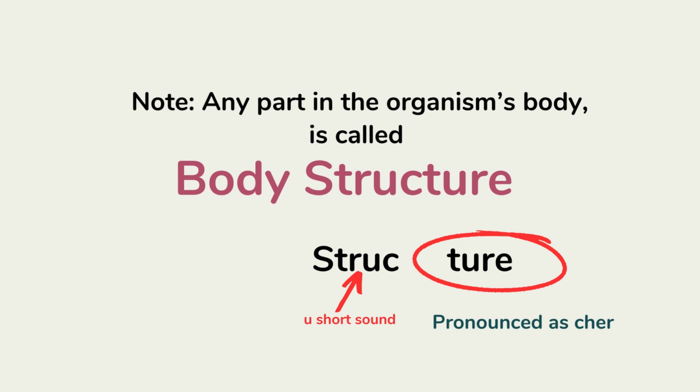Okay, so to know how to read and write the word structure, we will divide it into two syllables. The first syllable is s-t-r-u. Here you make the short sound of the letter U as in umbrella. So stru, k. Then this is the first one, struck. And the second syllable is chur. T-U-R-E is pronounced as chur. Structure.